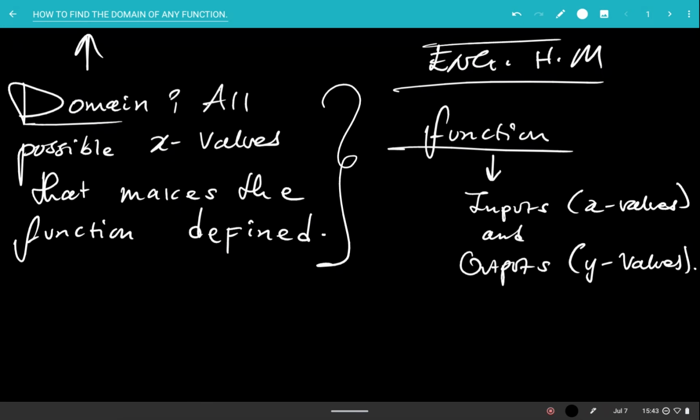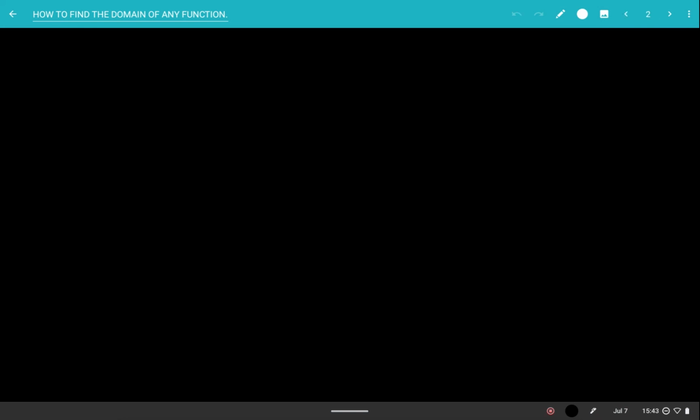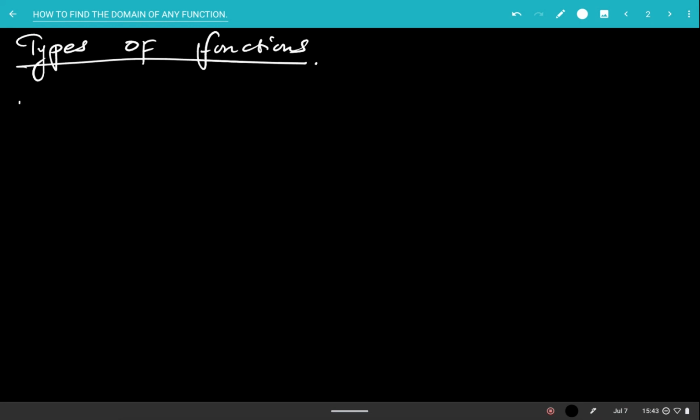Now, every time you're looking at the domain, you need to understand that the domain is entirely dependent on the type of function that you possess. So we have different conditions that depend on the type of function you have. For instance, let's look at the first type. The first type of functions we look at are regarded to be polynomial functions.